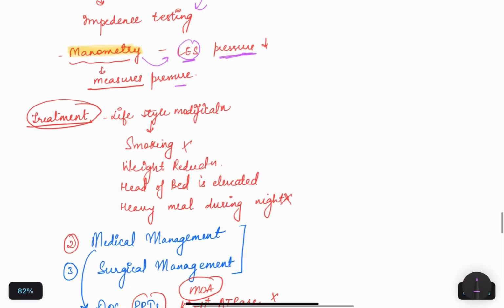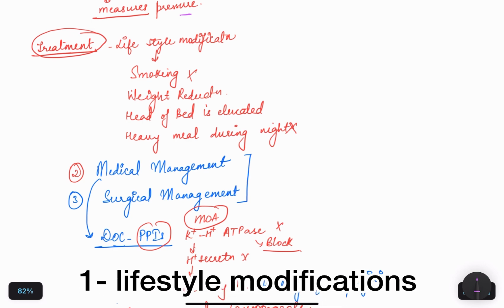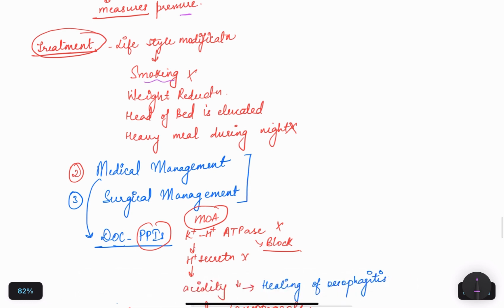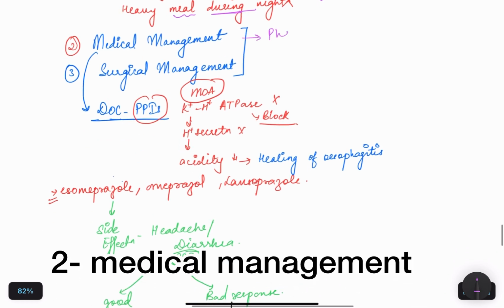Now we will do the treatment. First of all, in any disease, we do lifestyle modification. If a person is smoking, we will stop the smoking. Weight reduction will be applicable, he or she has to reduce his or her weight. The head of the bed should be elevated, avoid taking heavy meals during the night and take small meals at one time. Second is medical management, in which we will do pharmacotherapy.